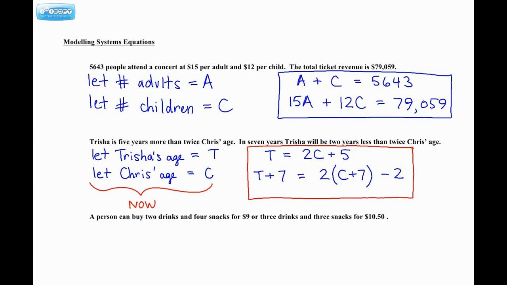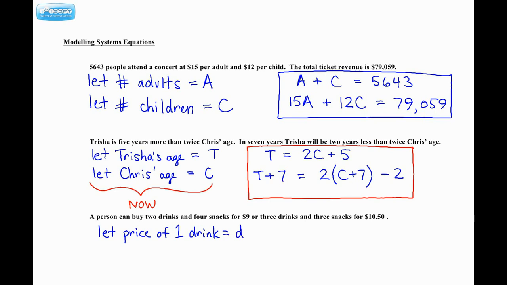A person can buy 2 drinks and 4 snacks for $9, or 3 drinks and 3 snacks for $10.50. Okay, so if you read this, what is obviously missing is the prices of each item. So we don't know how much snacks cost, and we don't know how much drinks cost. We just know what certain combinations are when we add them together. So let's let the price of one drink be, I don't know, D.